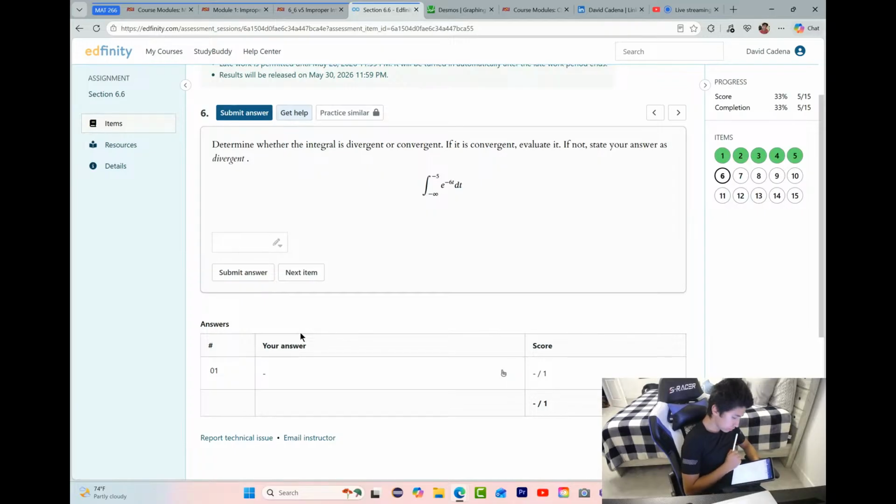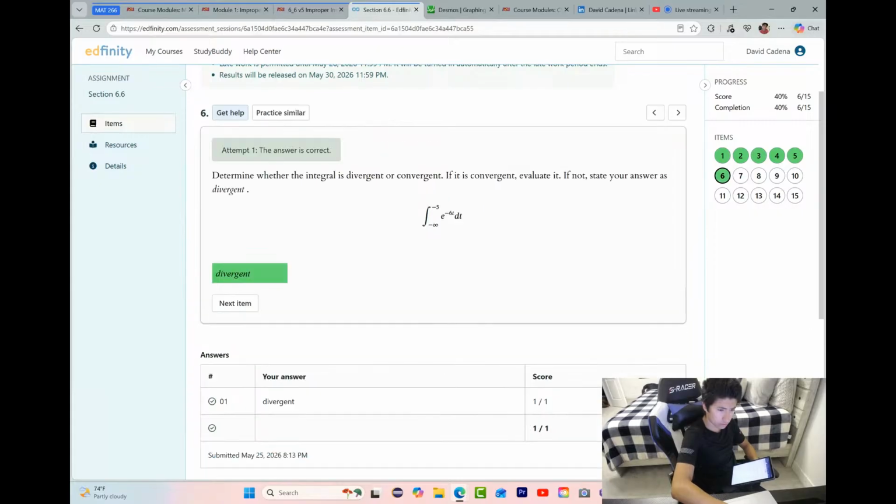Wait, what? Oh, okay. Let's use a new variable for the t. Let's use, I don't know, a. Okay, now simply replacing. With negative infinity, you get e to the power of infinity over 6. That's infinity. So divergent as well. I have a feeling this is going to be wrong, but it's right.